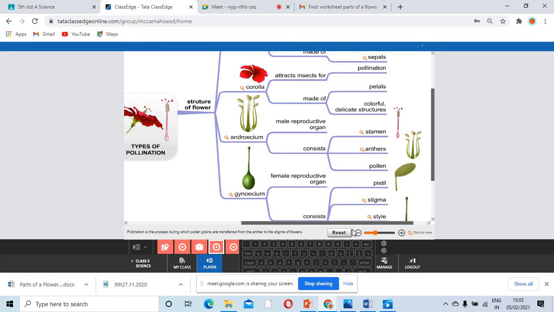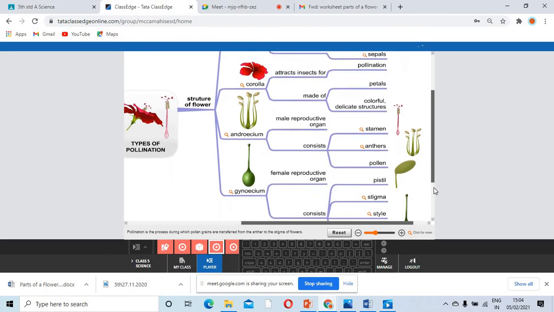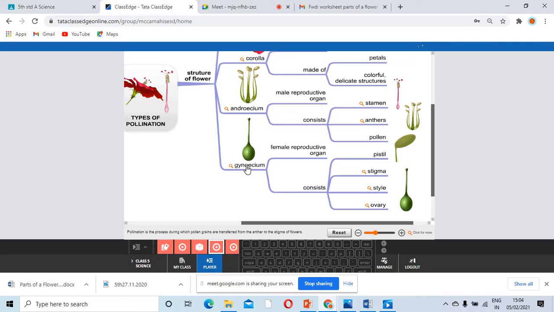Now what are the parts of a flower? Structure of a flower. First we will see the first structure, the calyx. I told you sepals are also called calyx. It is the outermost whorl made up of sepals. Next you have corolla. Corolla is the petals. It is very attractive and it attracts insects for pollination. It is made up of petals. Next, androecium. It's a male reproductive organ and it consists of stamen, which has the anther and then the filament. Next we have the female reproductive part, which is the gynoecium. Its other name is pistil and it consists of stigma, style and ovary.